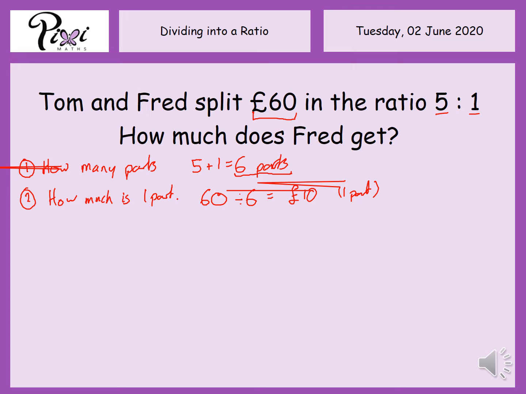So £10 is one part. So now we know that, we can work out how much they each get. So Tom has got 5 parts, Fred gets 1 part.